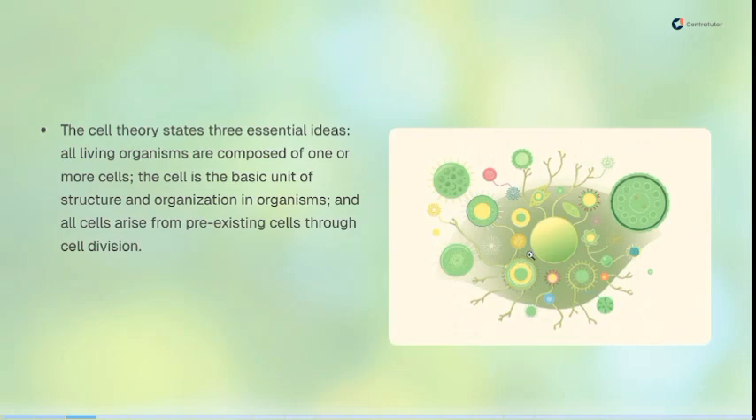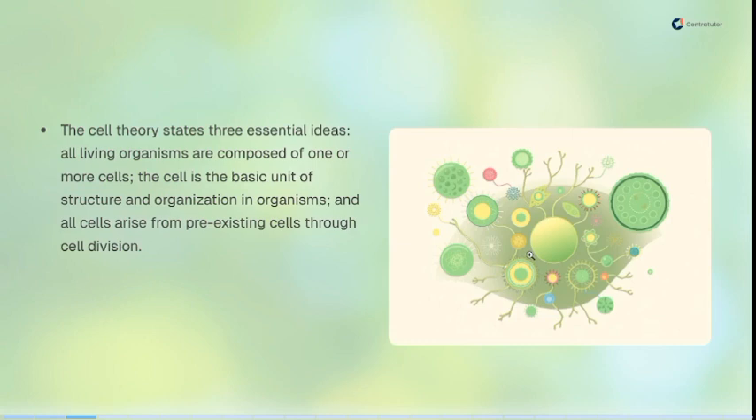These ideas state that all living organisms are composed of one or more cells. This is where the idea of unicellular or multicellular came about. The second idea is that the cell is the basic unit of structure and organization in organisms. By basic, I mean the smallest possible unit that is organized and has a definite structure in every living organism.